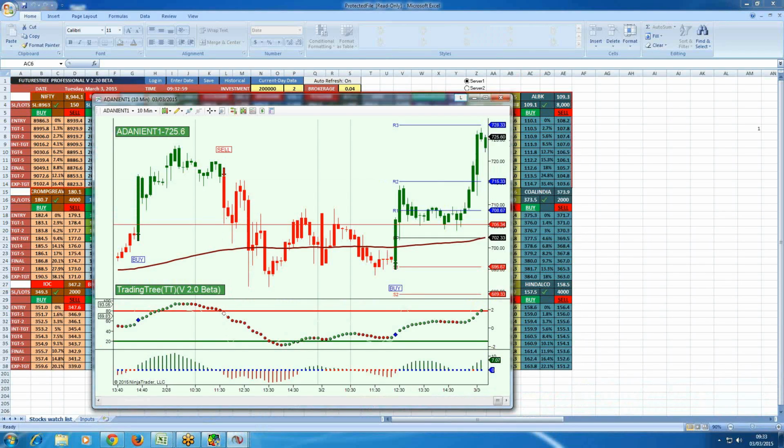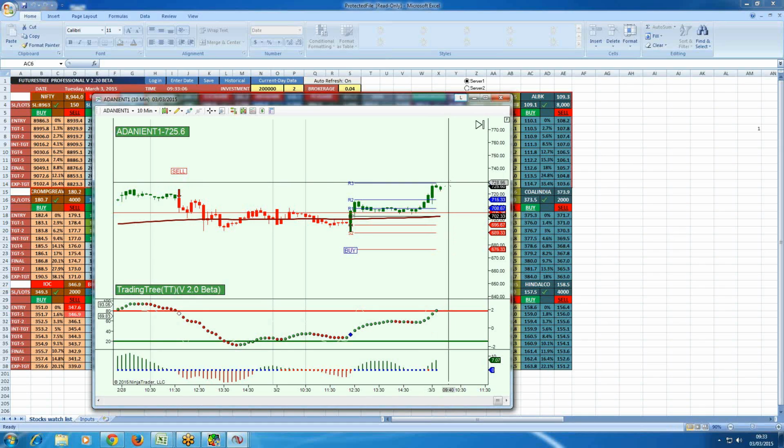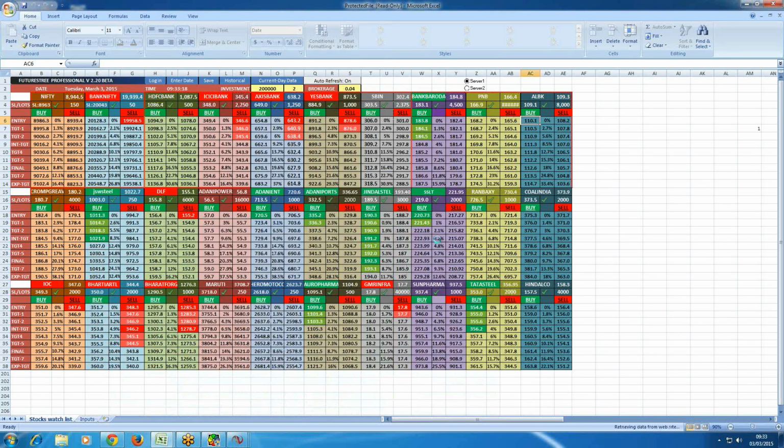Similarly, you'll be able to know the trend for the other scripts which are already in trades. Adani Enterprises almost made its R3 level, so we'll just wait on this. You don't need to exit a particular trade prematurely with less profit. That is the idea behind this. SSLT, we have a buy call.